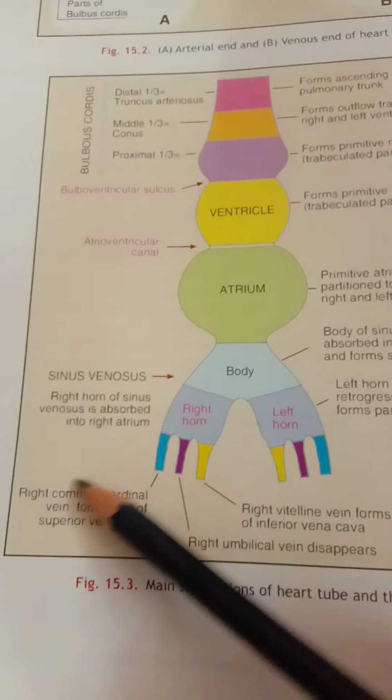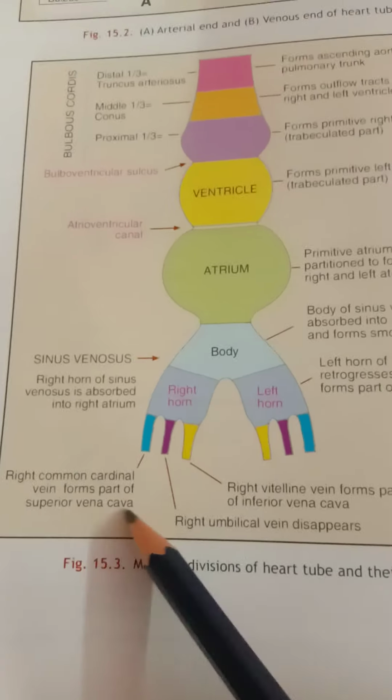And these are further divided into, you can see, the right common cardinal vein, which forms a part of the superior vena cava, and the right umbilical vein later disappears, and the right vitelline vein forms the inferior vena cava, and the left horn actually completely regresses. The left horn of the sinus venosus regresses, so the remnant forms a part of the coronary sinus. Once we understand this diagram clearly, we'll get a very clear idea.